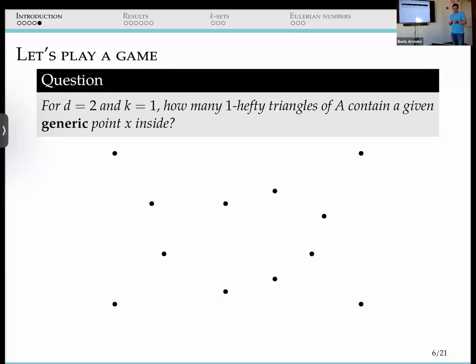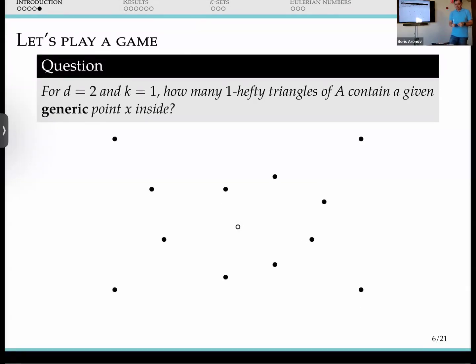And the question that I'll try to answer is the following. Suppose we have an arbitrary point that doesn't belong to the set. So that point is not inside the set. And we want to find out how many one-hefty triangles of A contain that given point. And apparently there is always a certain number. Let's try to find out, right?